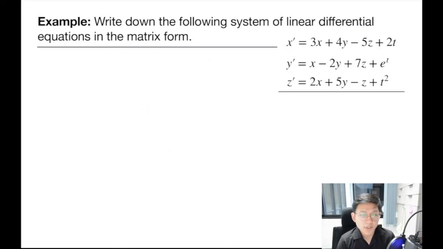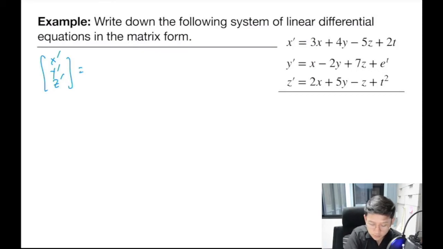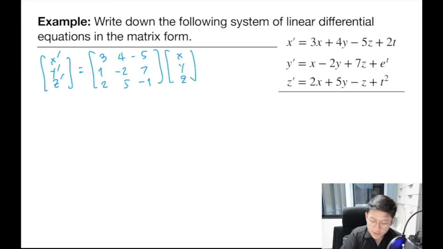Next example. This is a system of linear differential equations with 3 variables, right? They are x prime, y prime, and z prime. So this equation can be written as x prime, y prime, and z prime equals the matrix 3, 4, minus 5, 1, minus 2, 7, 2, 5, and minus 1. And here you have x, y, z, and that will be plus 2t, e to the t, and t squared.